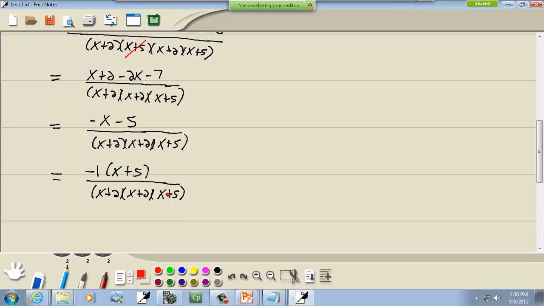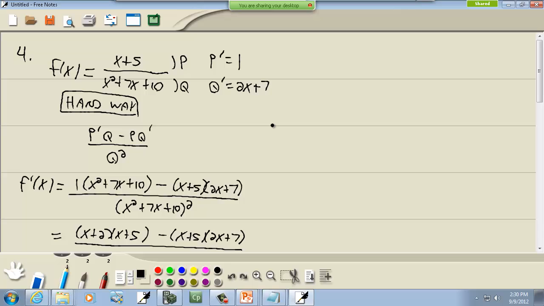Okay, now this has an x plus 5, this has x plus 5. Notice everything's a product on top and the bottom. The reason we do that is to see what we can cancel away. So the x plus 5's cancel. And we got negative 1 over x plus 2 squared. And that'd be our derivative.